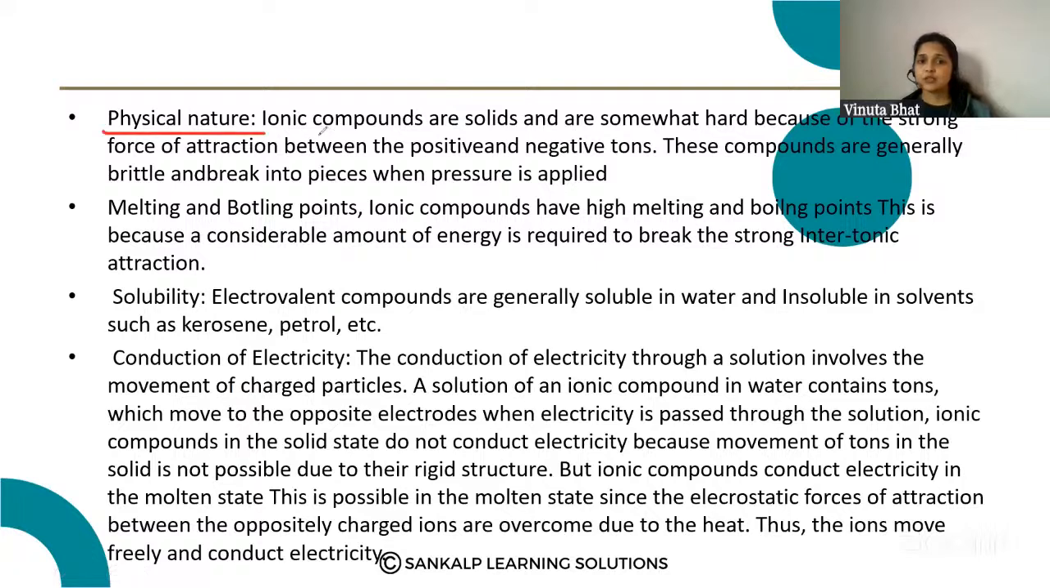What is the physical nature of the ionic compounds? Ionic compounds are solids and are somewhat hard because of the strong force of attraction between the positive and negative ions. They are brittle and break into pieces when pressure is applied. What about the melting and boiling points? Ionic compounds have high melting points and boiling points. What is the reason? Considerable energy is required to break the strong interionic attraction.